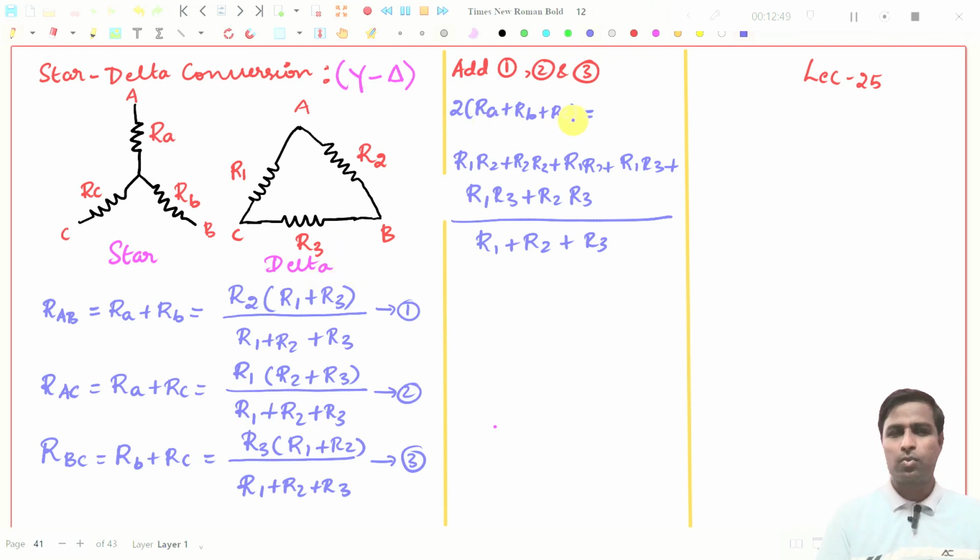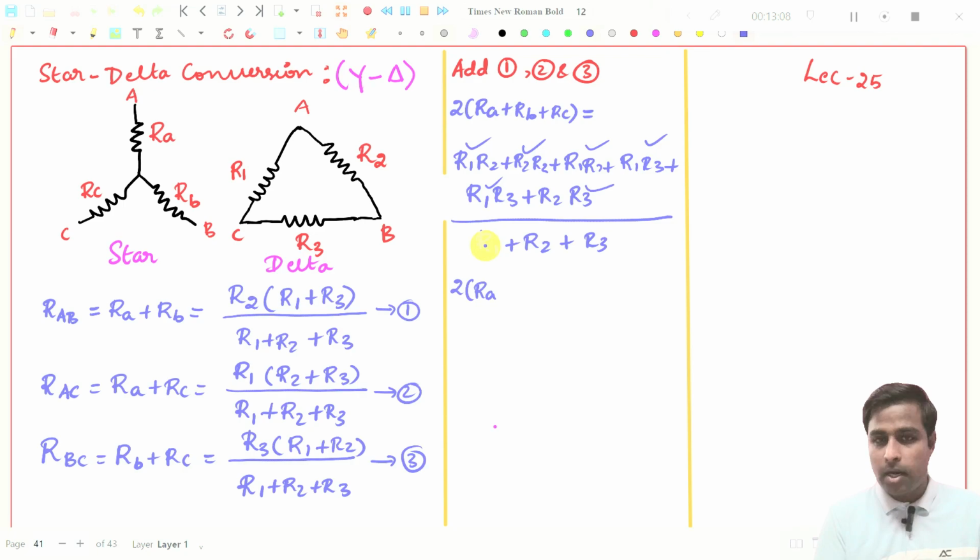Now you see this one. This is R1 R2, and you have another R1 R2. R2 R3, you have another R2 R3. And this one R1 R3, you have another R1 R3. So this expression can be written as 2 into RA plus RB plus RC, that should be equal to, this will be R1 plus R2 plus R3.